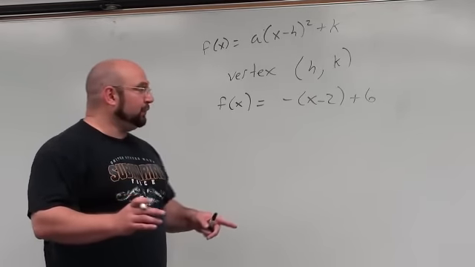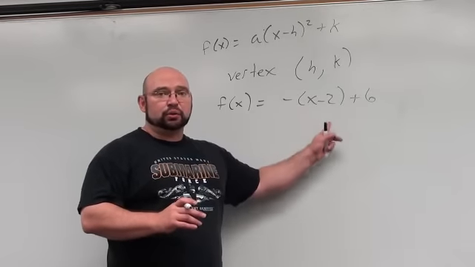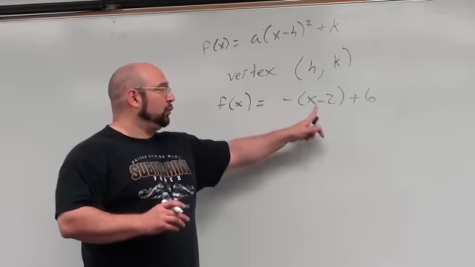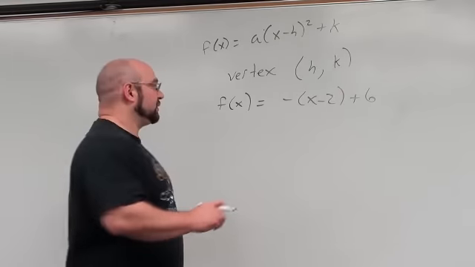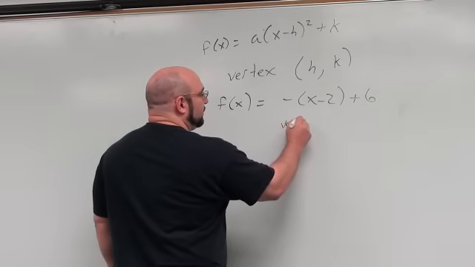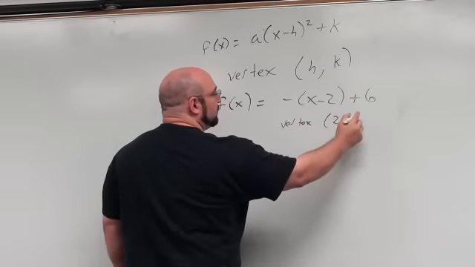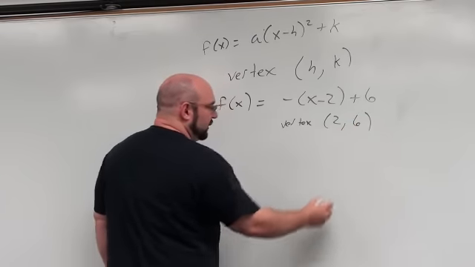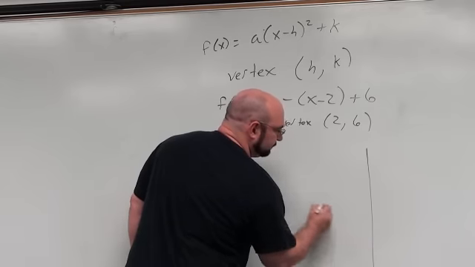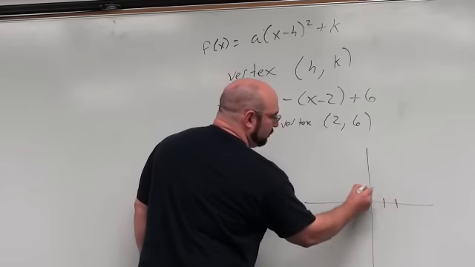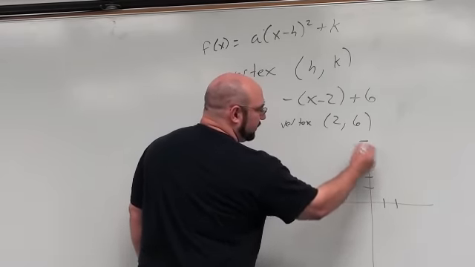Now, from what we talked about before, we can look at this, use our vertex. Remember, this is with the x inside, so we're going to go against that, all right? That's going to be the liar. So our vertex is going to be positive 2, and we're going to go with this, the k here. 2, 6. So I'm going to draw this out. 1, 2, 1, 2, 3, 4, 5, 6.